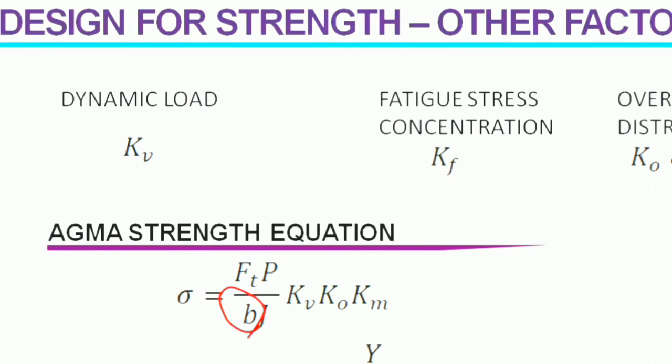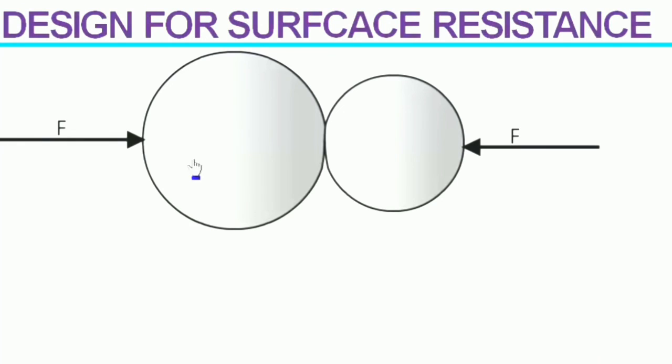With this we have found all the parameters we wanted, but the gear design is still not complete, for this reason. Even if your gear has good mechanical strength, it may fail due to lack of surface resistance, and this is known as surface failure. And surface failure is explained in this diagram.